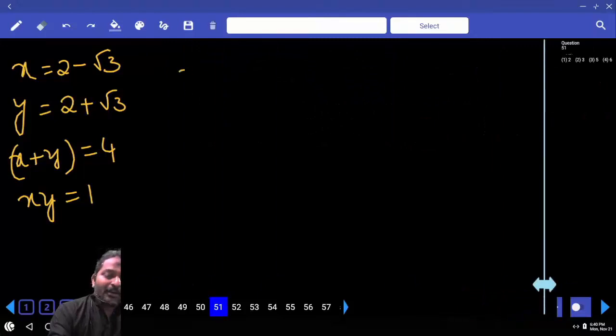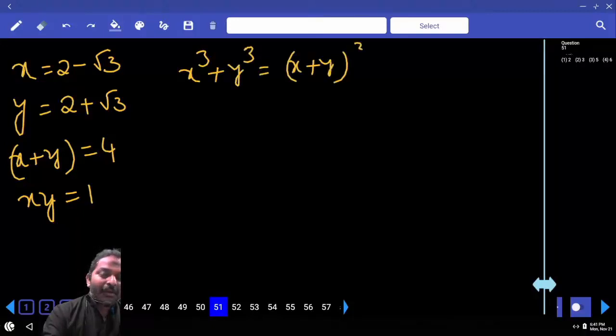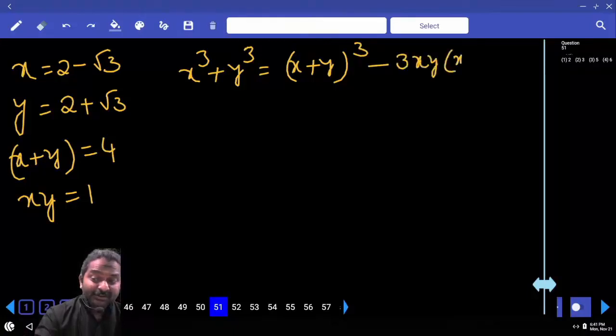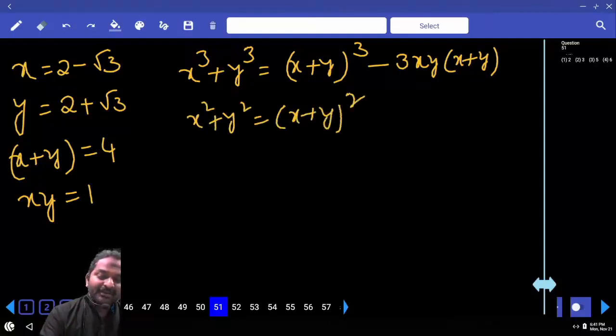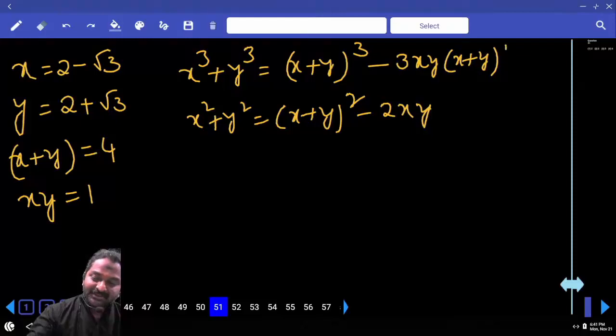Now, I would like to identify x cube plus y cube, which is equal to x plus y whole cube minus 3xy into x plus y. Done? x square plus y square is equal to x plus y whole square minus 2xy. Substitute values and then get the values.